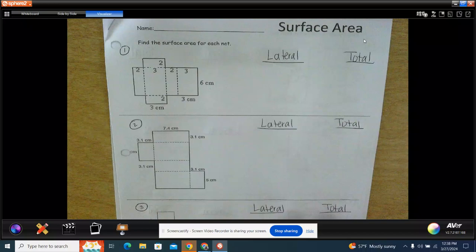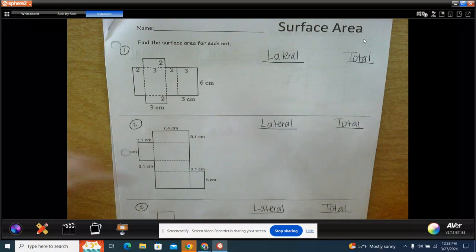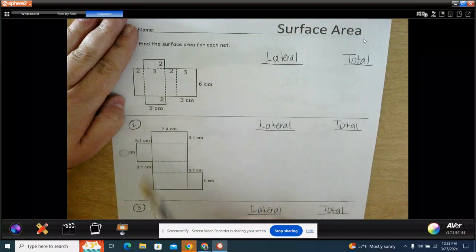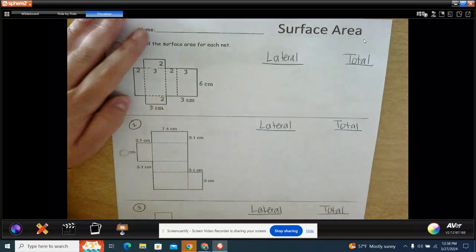All right, today we're going to look at how to find the lateral and total surface area of a net. So the goal is to find the area of the given shapes, and then we have to add them to either find the lateral or the total. Total surface area is the area of every individual shape on a net. Lateral is every area but the bases.